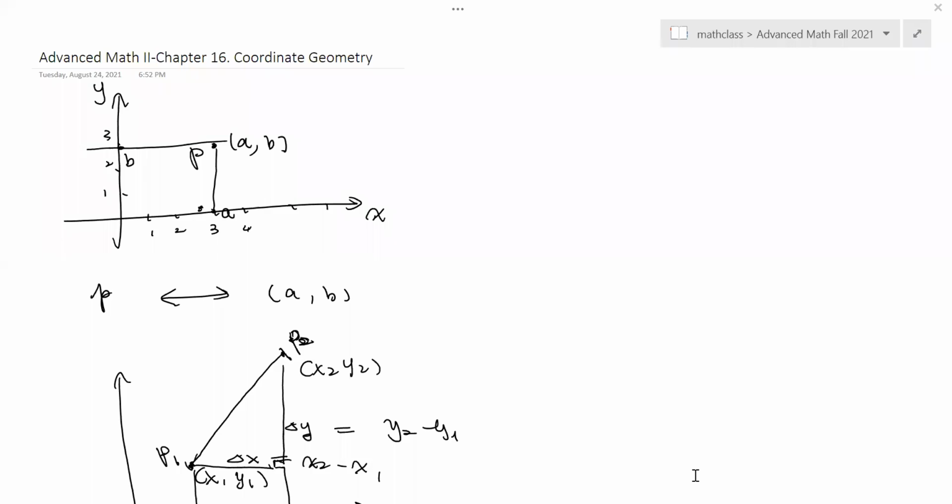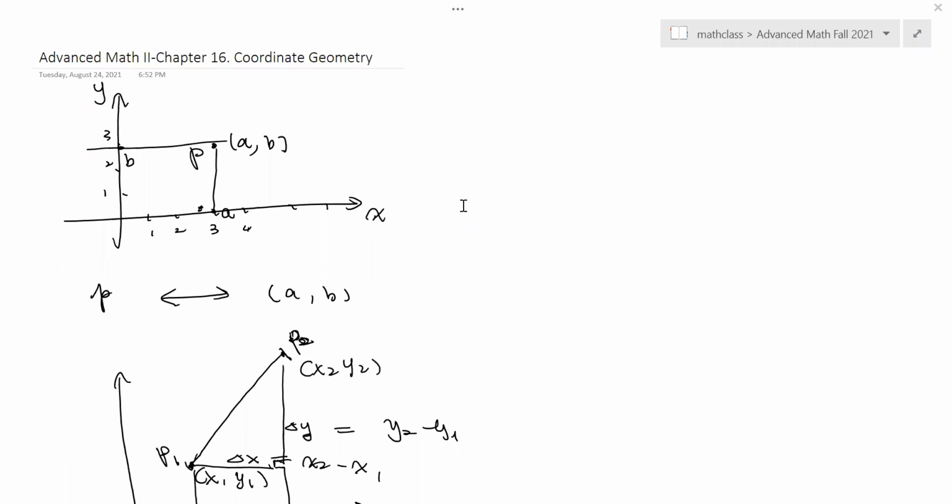All right, so let's start the class. Today is the first lesson on geometry, okay? The title of this lesson is coordinate geometry. So what we're going to study here, so-called coordinate geometry, is we're going to use algebra to study geometry problems, okay?